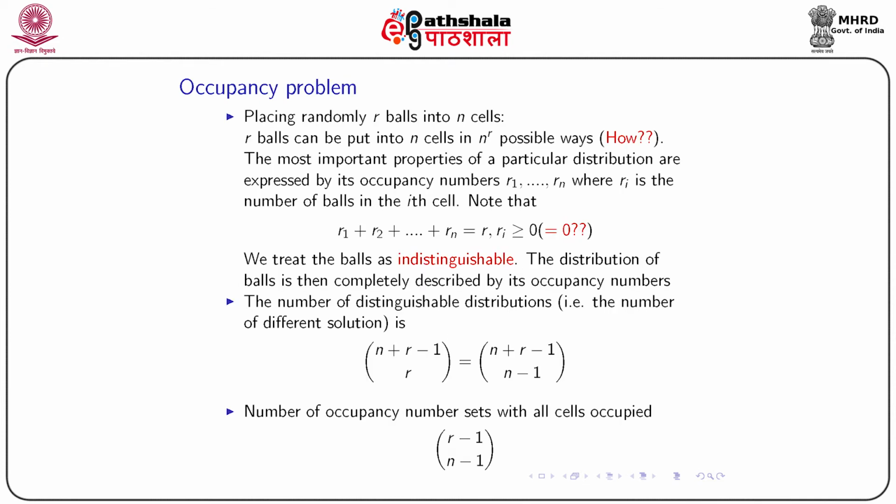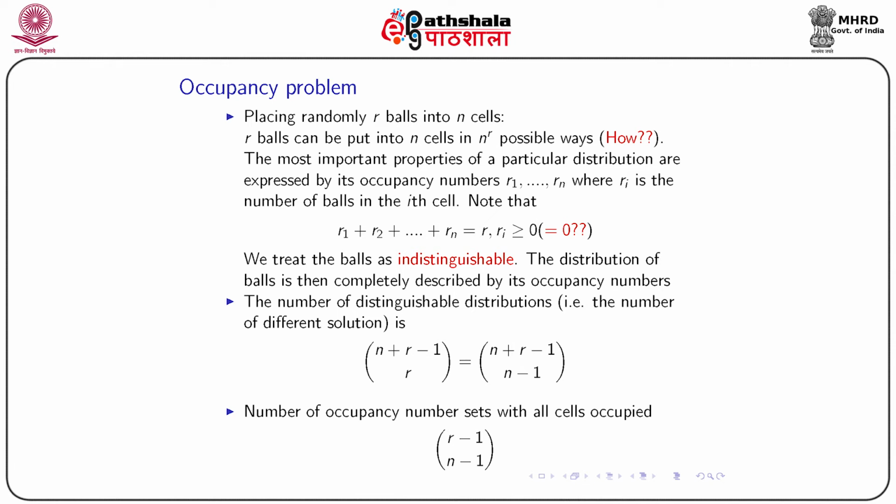Now we will come to the occupancy problem. Placing randomly r balls into n cells. r balls can be put into n cells in n to the power r possible ways. How? Take the first ball. You can put the first ball into any of these n cells in n ways. Take the second ball. Once again, you can put the ball in any of these n cells in n ways. So for the first 2 balls, you have n squared possible ways. Now take the third ball, then we will have n cubed possible ways. So in total, if you have r balls, the possible ways are n to the power r.